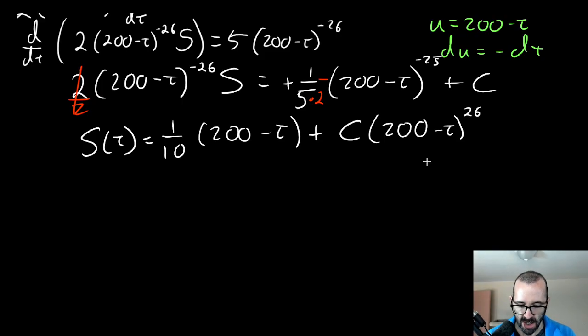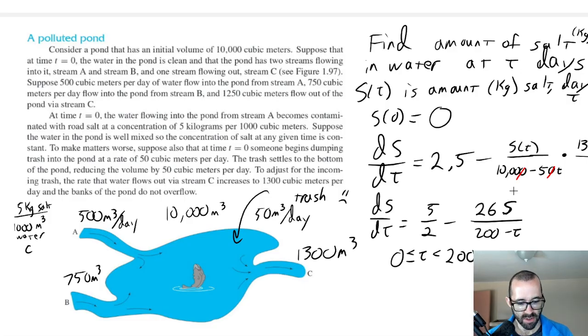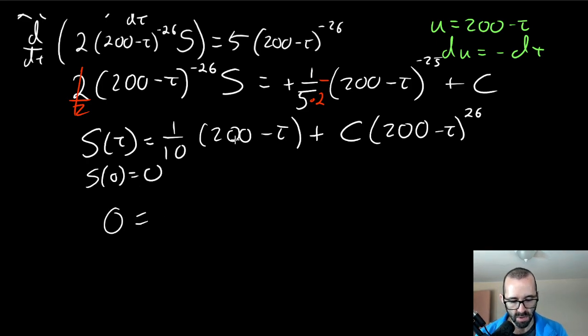Okay. And now we need to use the initial condition. We need to find out what C is. Remember, our initial condition was originally there was no salt in this pond. So s of 0 equals 0. We solve that real quick. We get 0 is equal to 20 plus... Wait. Really?